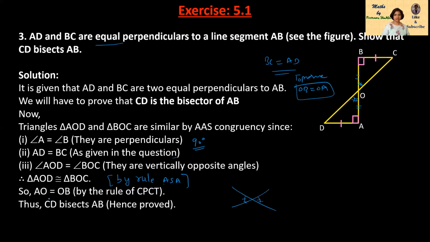So now you can say line AO equals OB by the rule of CPCT, because if we have proved these are congruent, corresponding sides are equal. So by CPCT, corresponding parts of congruent triangles, these will be equal. Thus CD bisects AB. Hence proved.